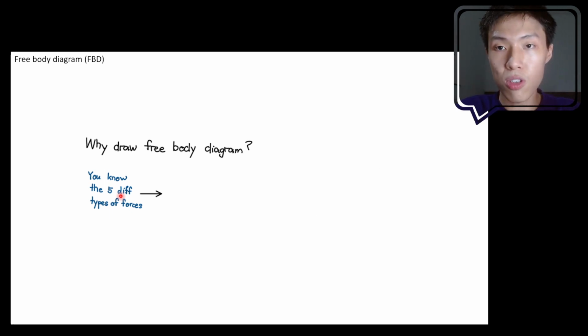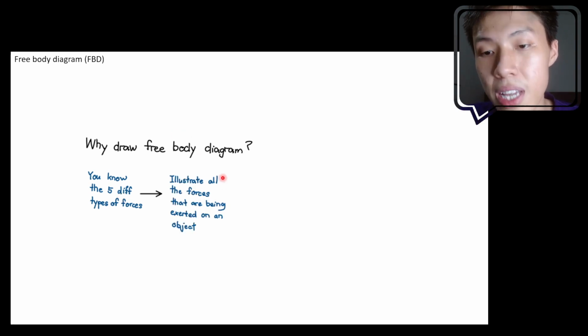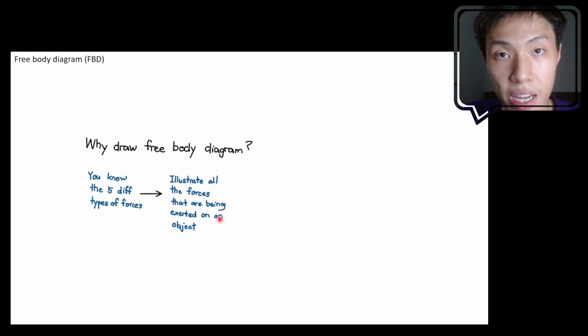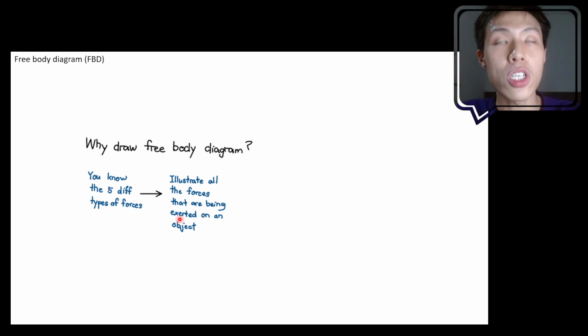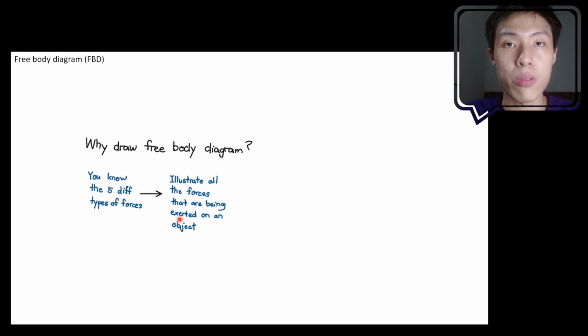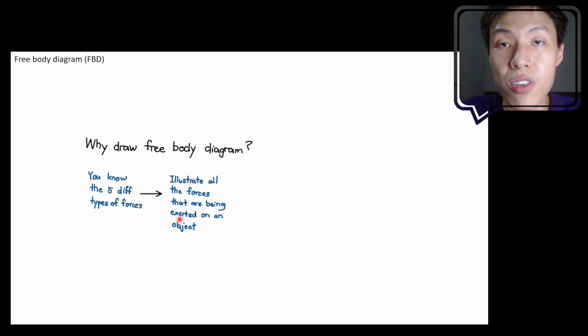So it's important for us to be able to illustrate all these forces that are acting on an object. That is where the free body diagram comes in, because it allows us to illustrate all the forces that are being exerted on an object. The keyword is on an object. It is not exerted by an object, it is exerted on an object. So we are only drawing the forces that an object experiences, the forces that an object feels due to other objects pushing or pulling it. Only the forces the object experiences are drawn in the free body diagram.